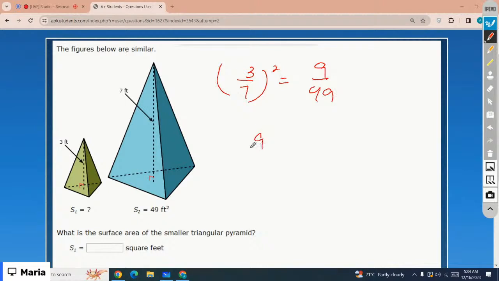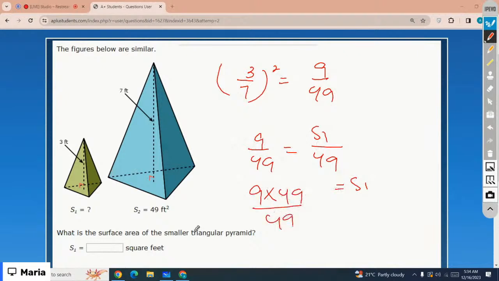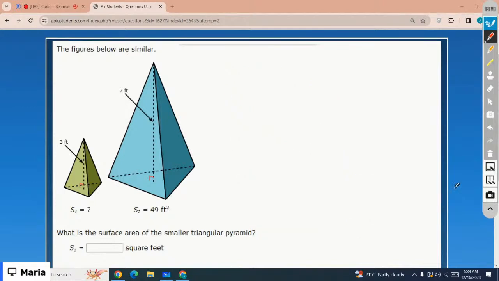Now equate this with the corresponding surface areas. S1 you need to find and S2 is 49, right? So solve this equation for S1. So that is 9 times 49 over 49, right? So 49 and 49 cancel out. You are left with S1 equals 9. So that means the surface area of the smaller one equals 9, right? The correct option is 9.